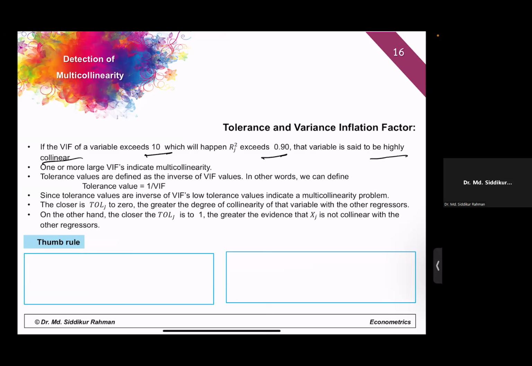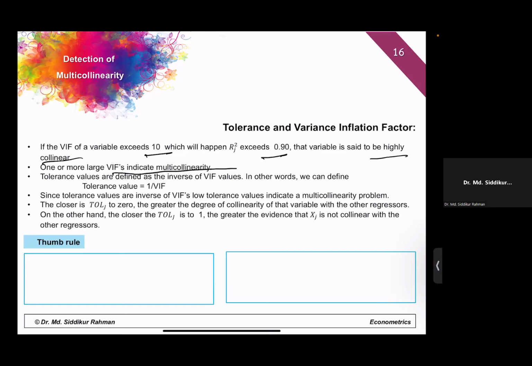Clear? So when you have variables, you can just find the variance inflation factor. And if the value of the variance inflation factor exceeds 10, automatically you will see the R square also exceeds 0.90. Anyway, you can just calculate the variance inflation factor. Then you can say that these two variables are highly collinear, right? One or more large variance inflation factors indicate multicollinearity problem. Okay, so these are the interpretations for variance inflation factors.